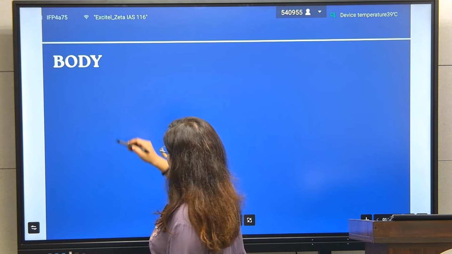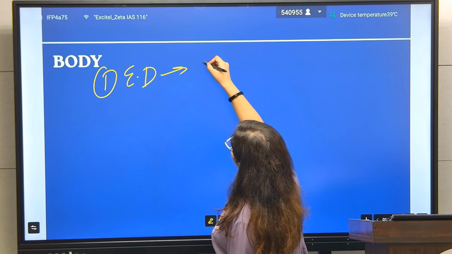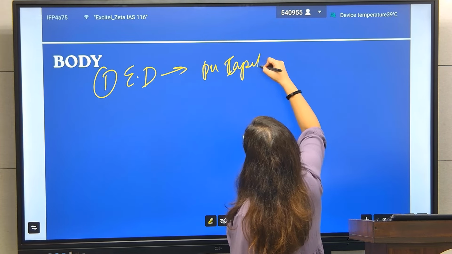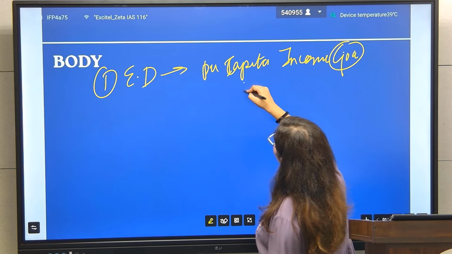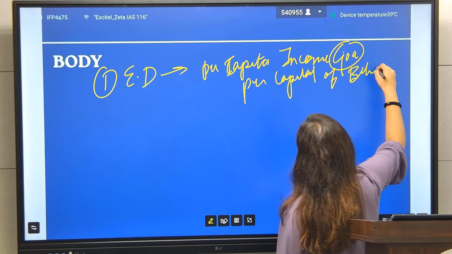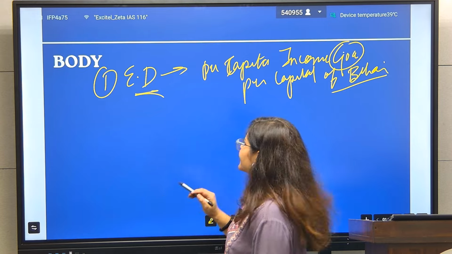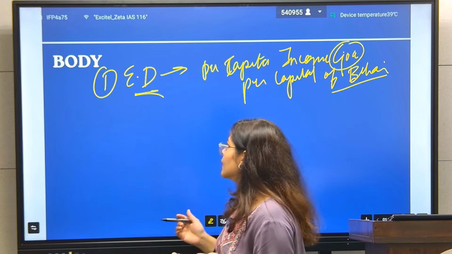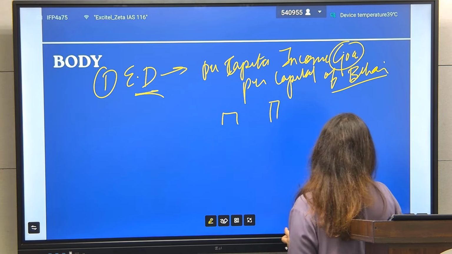So first is economic disparity. So there is per capita income of Goa. Per capita income of Goa is much higher, whereas per capita income of Bihar is much lesser. So there exists economic disparity, where unequal level of per capita income between the two geographical areas results in regional disparity among these two geographical areas.